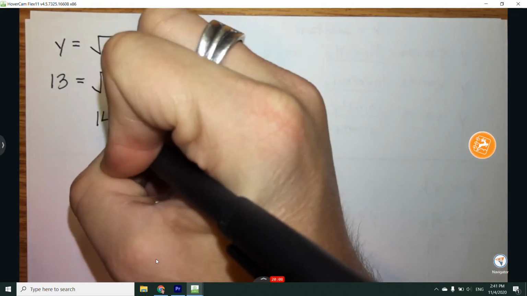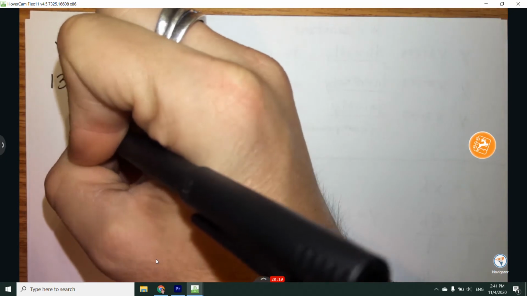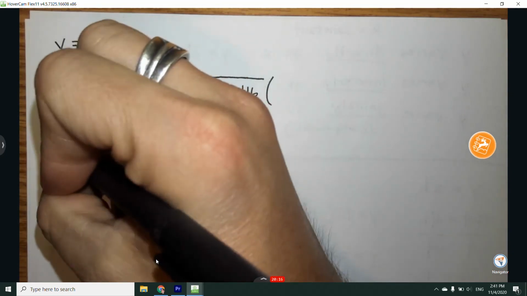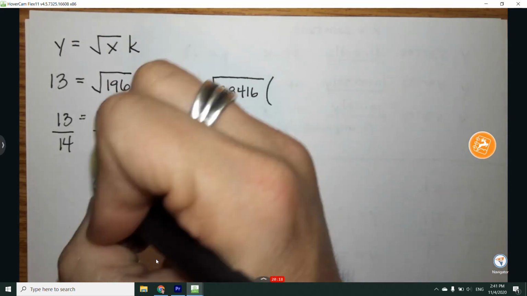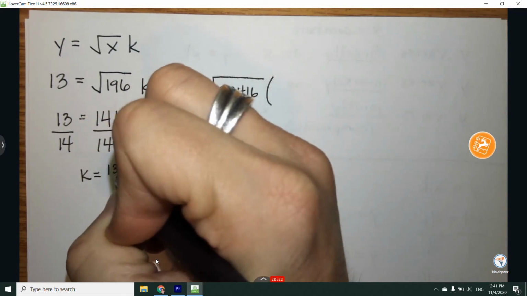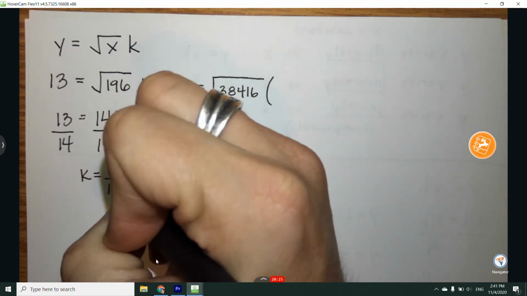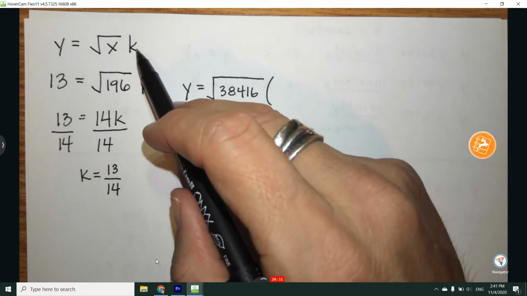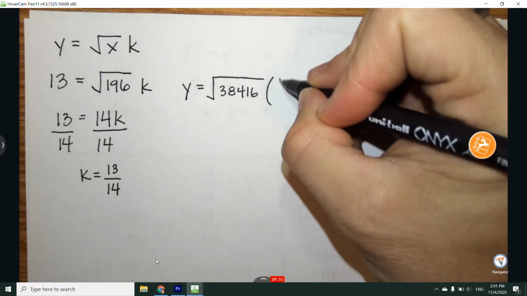So now we got 14k is equal to 13, so then we're just going to divide by 14 on both sides. And I'm just going to leave it as just this fraction. I think this is going to get pretty awful on us as far as the decimal goes. So I'm just going to leave it that way. So now I'm just going to plug in my k is this. So this goes right out here.